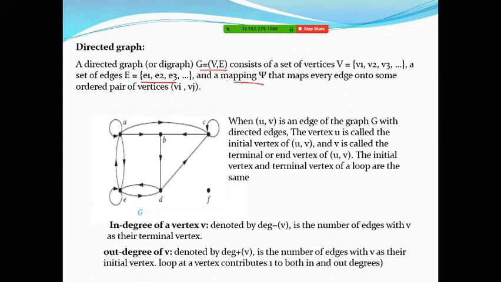So there exists a mapping psi that maps every edge onto some ordered pair of vertices. If you use the word unordered pair of vertices, then it gives an undirected graph. But when you say that every edge corresponds to some ordered pair of vertices, then it gives a directed graph.